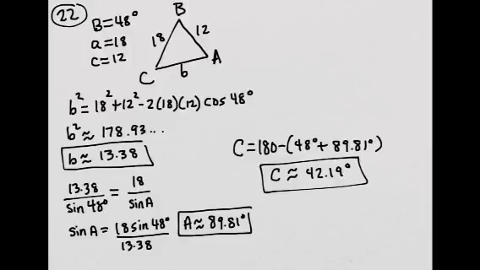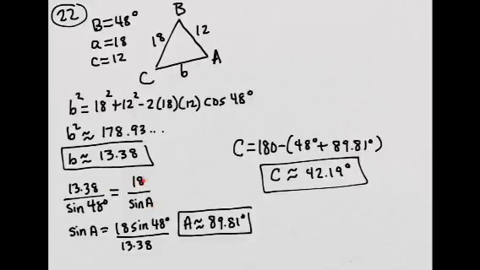Number 22, this is another side angle side. Okay, you look for side B. Here's the setup. Put it into the calculator just like you see it, and you get this. Then you take the square root of both sides, and you get this. Set up the law of sines proportion. Okay, here's 13.38 over sine B equals 18 over sine A.